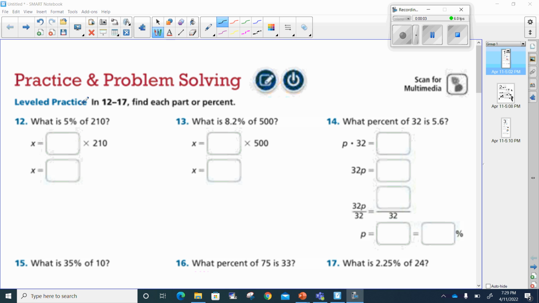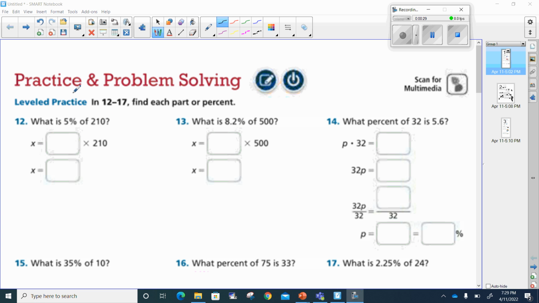Let's go ahead and get through this homework, starting on the practice and problem solving problems number 12. The first one says, find each part of the percent. It says, what is 5% of 210? This is the percent formula.